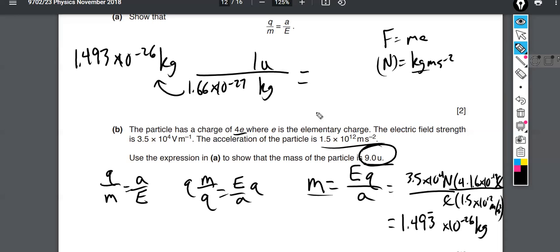And what we actually get is 8.995. Right, so it all checks out when you convert it, knowing that there's that many kilograms in a unified atomic mass unit. We find that it's very close to 9. In fact, when you round it, you get 9, like we would expect.